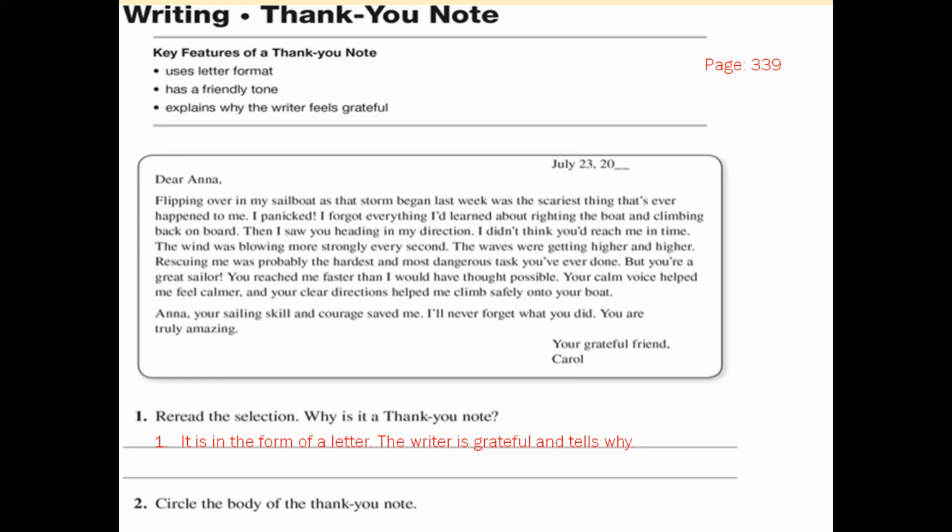Now they want us to circle the body of the thank you note. The body, when we start to thank, from where to where? Where do you think the body paragraph of the thank you note is? Okay, yes, exactly. From here till here, before the closing statement. So from "flipping" till "onto your boat." This is the body paragraph for the thank you note.